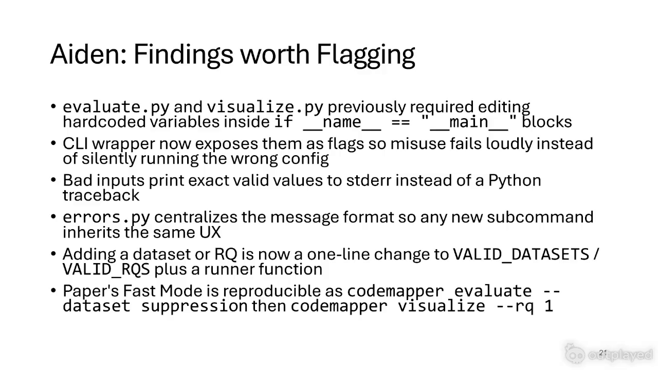And then some interesting things worth flagging. Evaluate.py and visualize.py previously required editing hard-coded variables inside the if name equals main convention blocks. The CLI wrapper now exposes them as flags, so misuse fails loudly instead of silently running the wrong config. Bad inputs print exact valid values to the standard error instead of a Python traceback. Errors.py centralizes the message format, so any new subcommand inherits the same user experience.